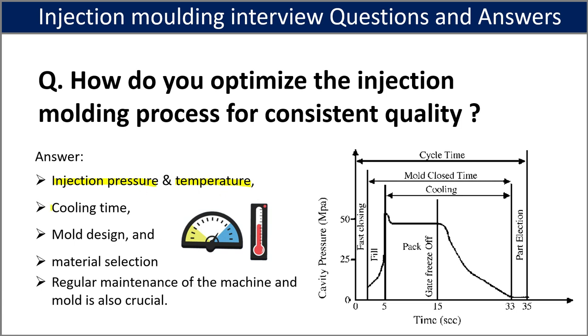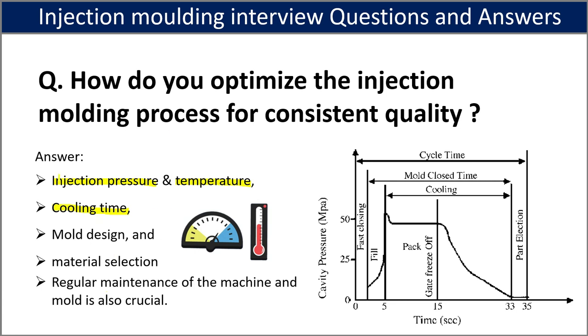Then we need to focus on the cooling time. Also we need to focus on the mold design and the part design. There are some guidelines that we need to follow before designing the mold and the part for the injection molding process. Material selection also plays a very important role in the quality of the part, and regular maintenance of the machine and the mold is also very important.